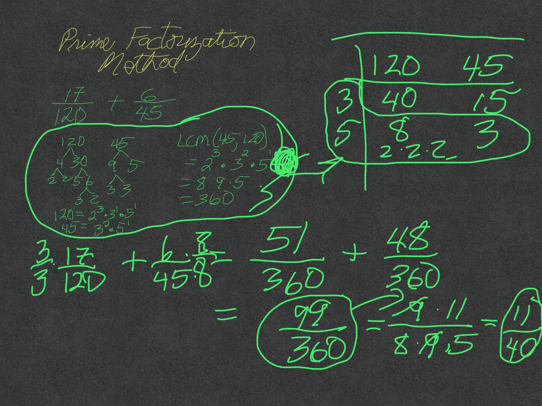I find this a very quick strategy to find a least common multiple, and I recommend you start using it. Once you do that, you get the 360, and then the problem proceeds forward in much the same manner.